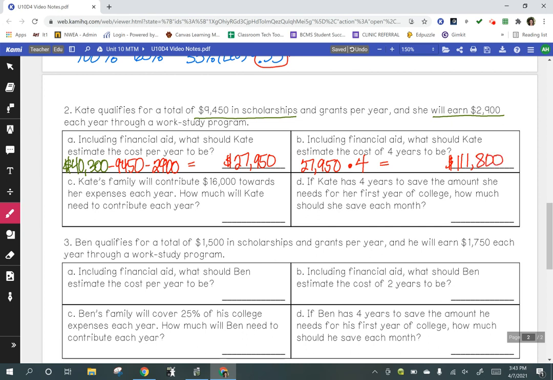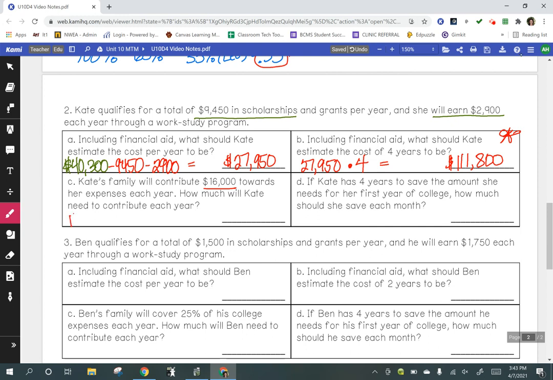$111,800. Okay, I just had to take a minute there. That's a lot of money to spend for college, isn't it? But some people think it's worth it. That's crazy. All right, so Kate's family will contribute $16,000, not a percentage, just a lump sum towards her expenses each year. How much will Kate need to contribute each year?